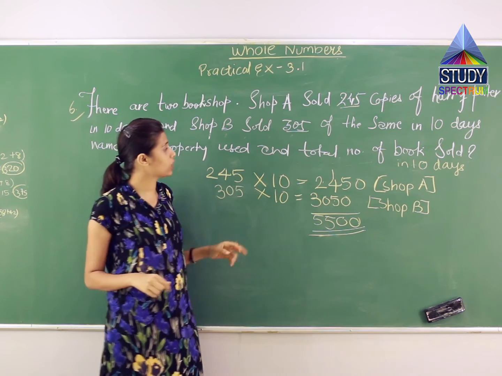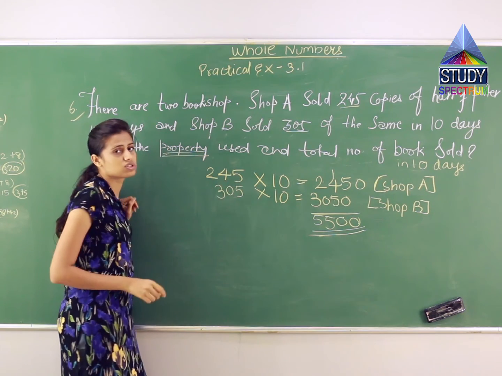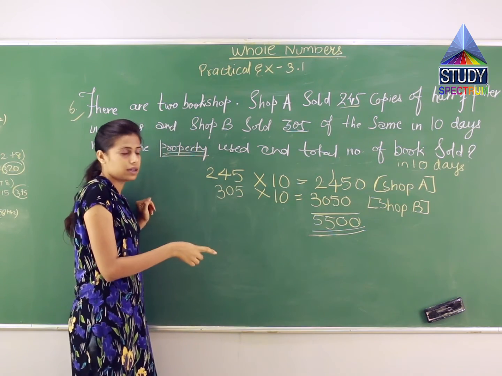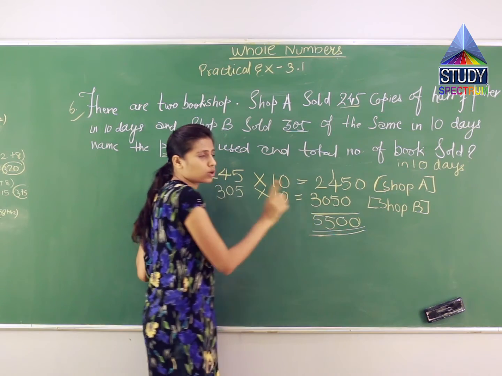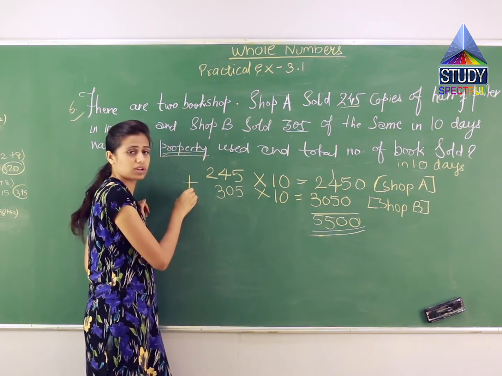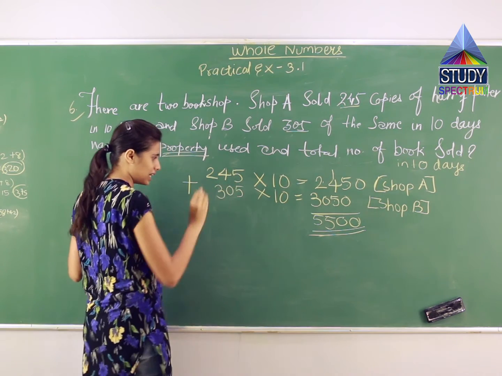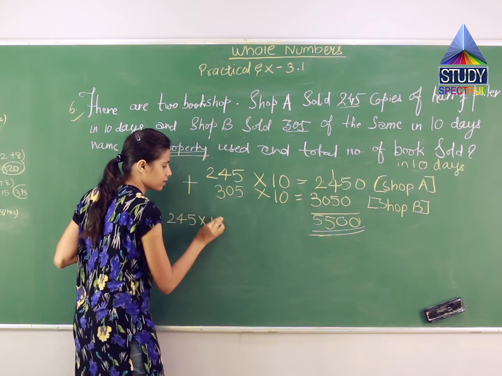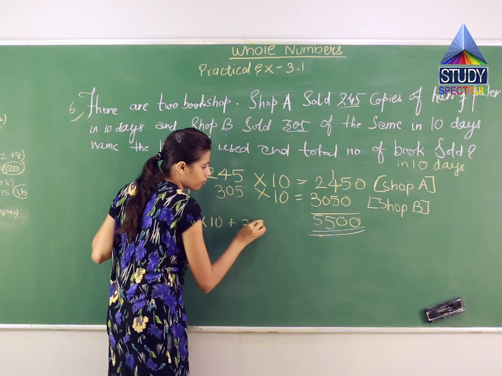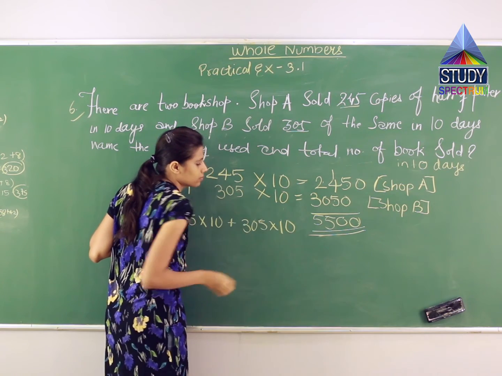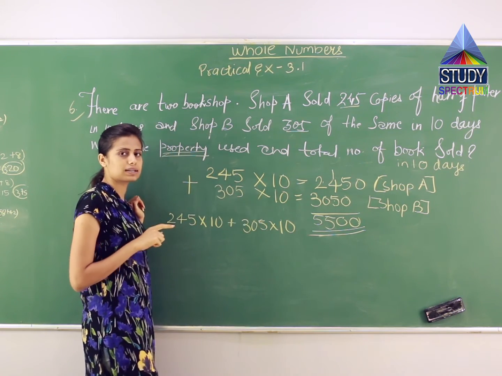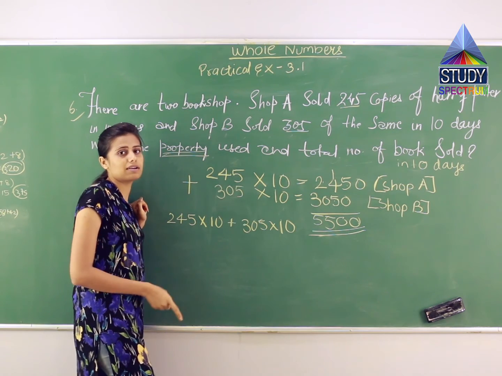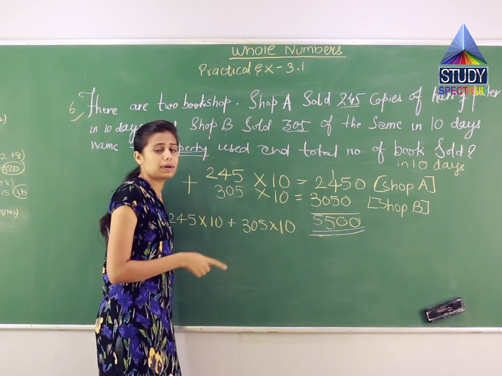They are also asking you which property is used. So इन दोनों को देख के कुछ समझ में आ रहा है? इन दोनों को मैंने क्या किया? To get the total number of copies, I have added this both, right? So the statement is something like this: 245 multiplied by 10 plus 305 multiplied by 10. ये किसी property को resemble करता है? See, they are asking you about property, so you have to think from that point of view. कि which property it resembles? Yes, it resembles which property?